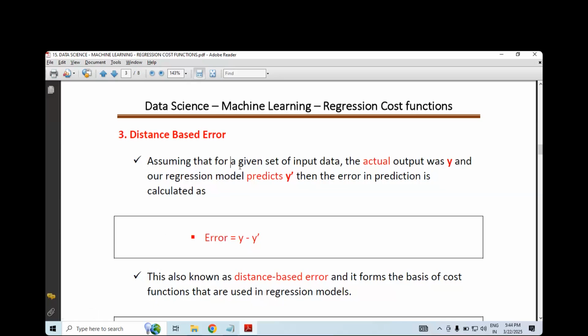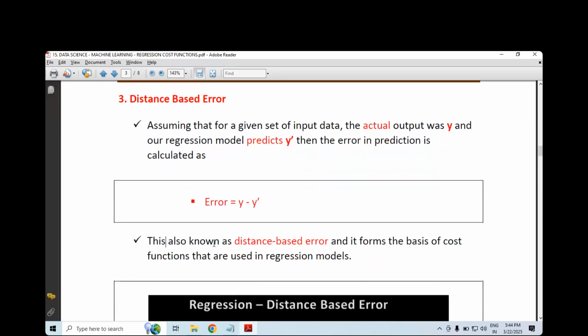Assuming that for a given set of input data, the actual output is called y, and our regression model predicts the y cap value. Then the error in prediction is calculated as error equals y minus y cap. What do you mean by y? Actual value. What do you mean by y cap? Prediction value. This is also known as distance based error, and it is the basis of cost functions that are used in regression models. In the backend it will be used in regression models.